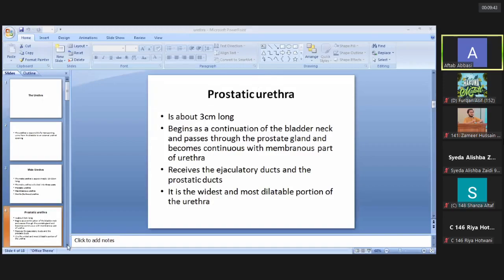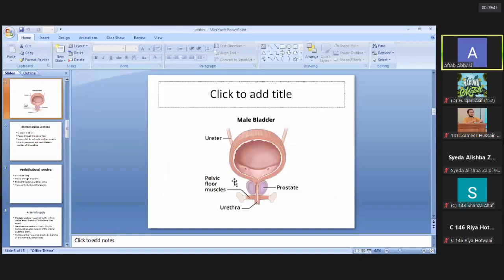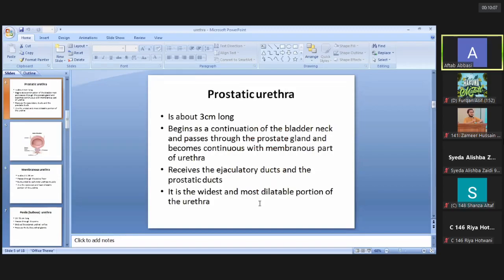See in this figure, this is the urethra. The first part is known as the prostatic urethra, that is related to the prostate gland. Superiorly, it continues as an extension of the neck of the urinary bladder, and inferiorly, it becomes continuous with the membranous urethra. And it is the widest and the most dilatable part of the urethra.